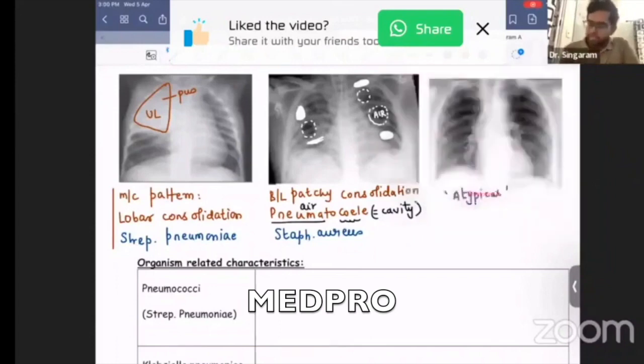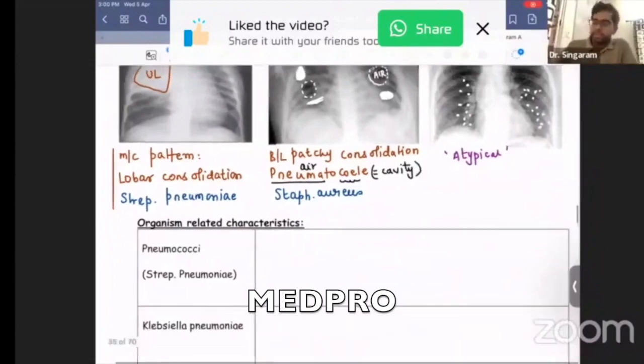All I can see is, in both the lung fields, there are some small dots like this. Small dots like this in both the lung fields. So it's not a typical pattern. That's what a typical pattern should be like, consolidation. Here I am not even able to see consolidation. That's why it's called an atypical pattern.